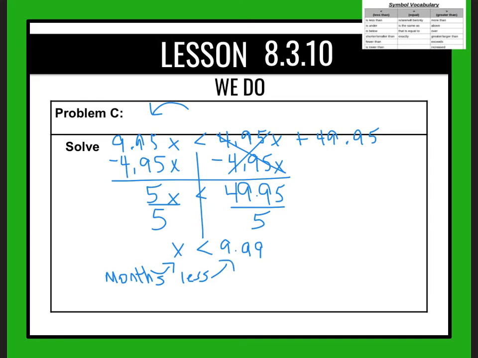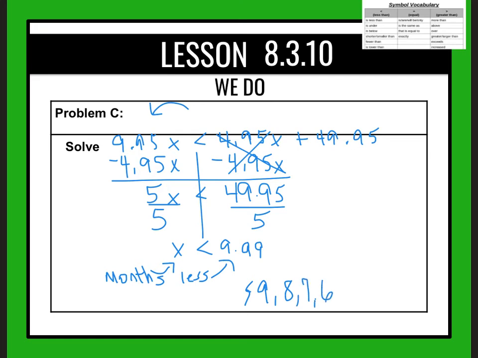So let's check. If I check anything less than 9.99, well, 9 months is less than 9.99. 8 months is less than that. 7 months is less than that.